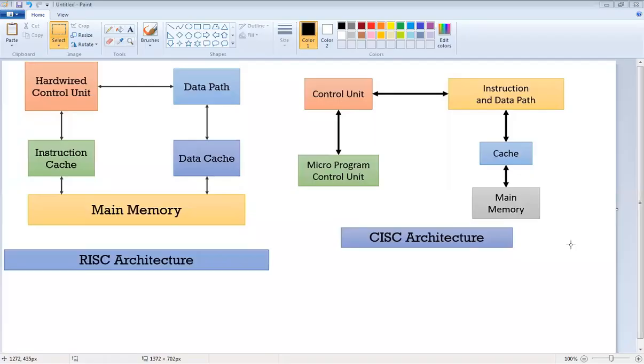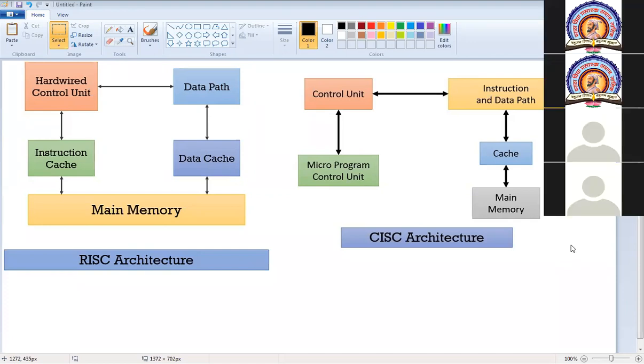So in this architecture, the load store instructions are there. Load store instructions, obviously, data is loaded and the results are stored in the architecture. But in this architecture, load store instructions are not there, so obviously no load store architecture is there in the CISC. So RISC has single cycle operation.